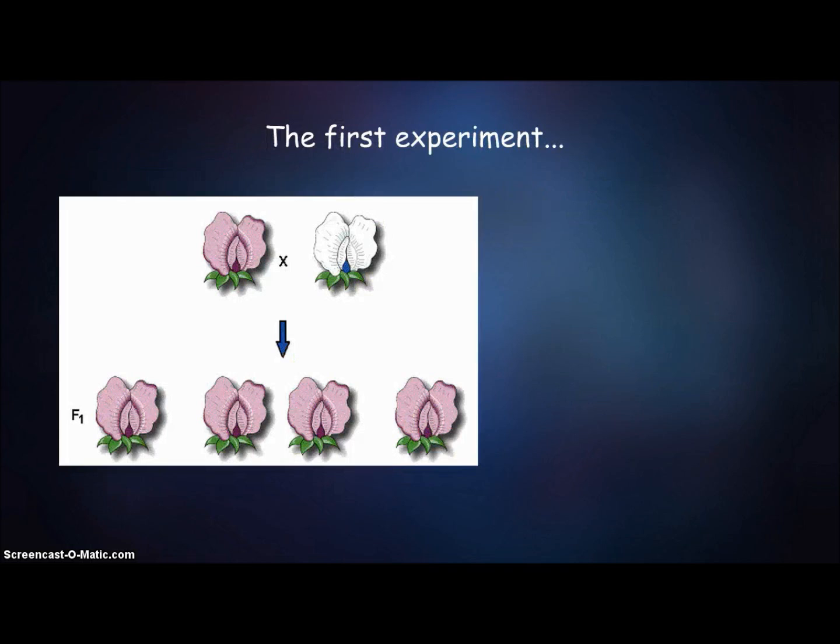So here was his first experiment. He took a purple-flowered plant and he cross-pollinated it with a white-flowered plant. Those are like the parents of the experiment here. Those are the parents, the parental generation. And again, that cross in there means that he cross-pollinated them. These are not like animals that mate or anything like that. He had to do this manually.